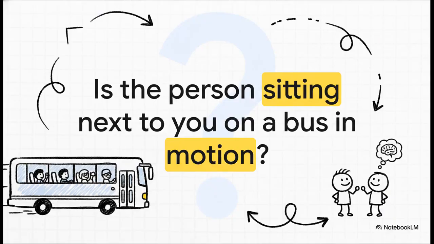Okay, this seems like a super simple question, right? A bird is obviously moving. But what about that person on the bus with you? It's a tricky one, and the answer actually unlocks a huge idea in physics. So let's ask it again. Is that person really moving?